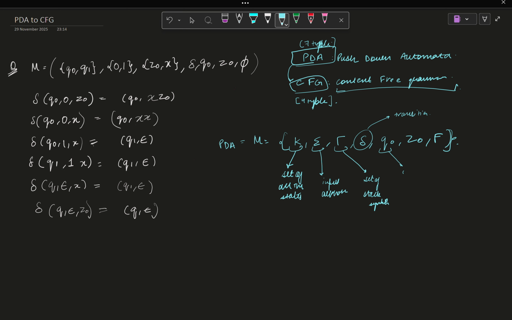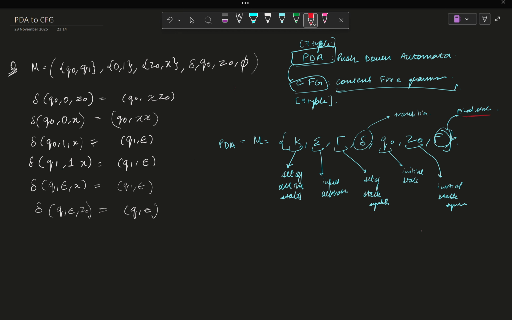Q naught here is the initial state of the PDA. Z naught is the initial stack symbol, and F here is the final state. It is the ultimate symbol of acceptance by a PDA. So if a string is acceptable by a PDA, it is going to end at the final state.